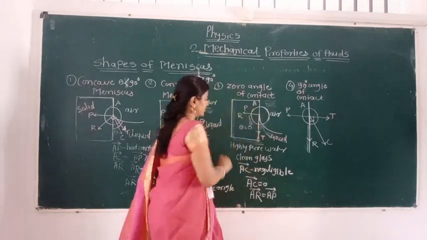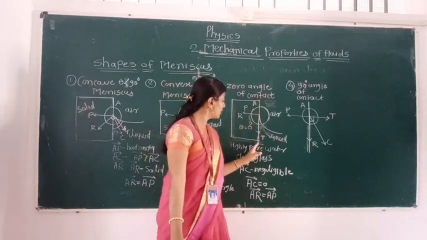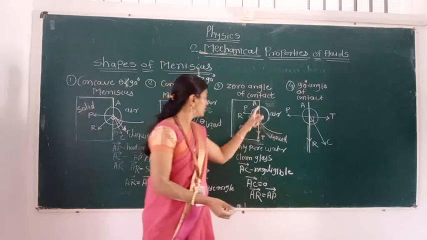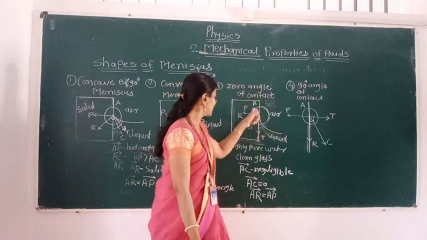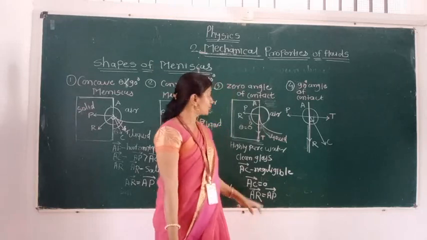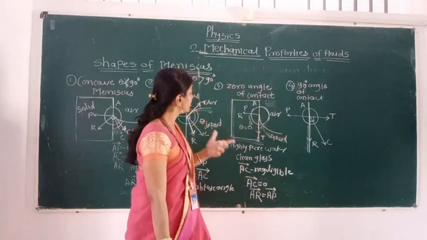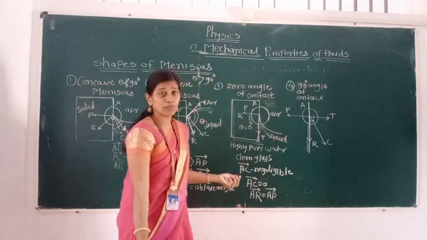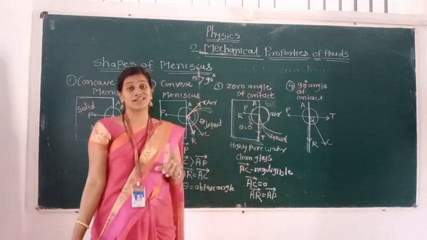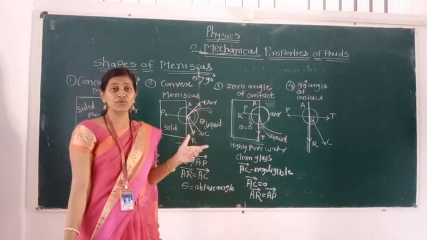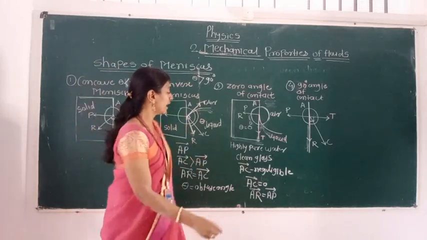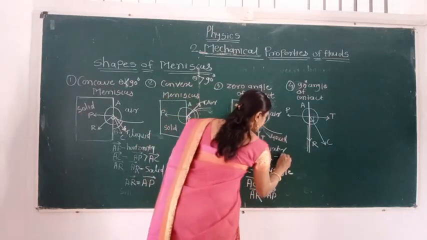We can see here the wall is vertical and the tangent is along the vertical wall of that container. And here we are getting the angle. That angle is 0 degree. So in this way we are getting the zero angle of contact. Very important thing: for highly pure water and clean glass, they will ask the angle of contact in an MCQ, and it is 0 degree.